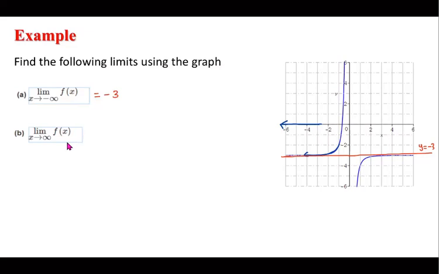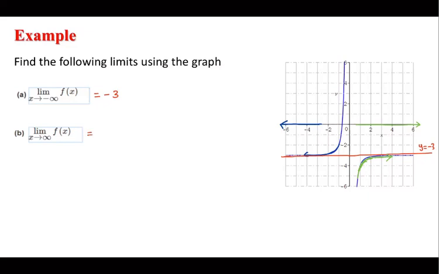And if we look at the other one, when x approaches positive infinity, we have to look at the graph. So over here, the graph is down here, and you can see that the graph is increasing. It's going up, and it is approaching closer and closer to the same line y equal to -3. That means the limit as x approaches infinity of the function is also -3.